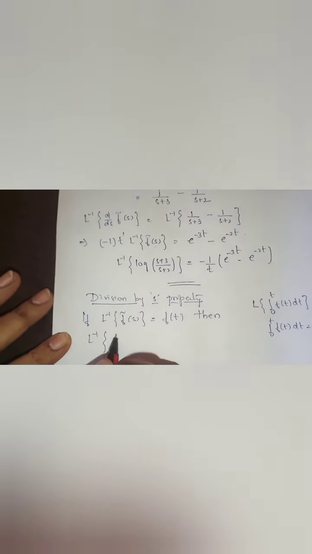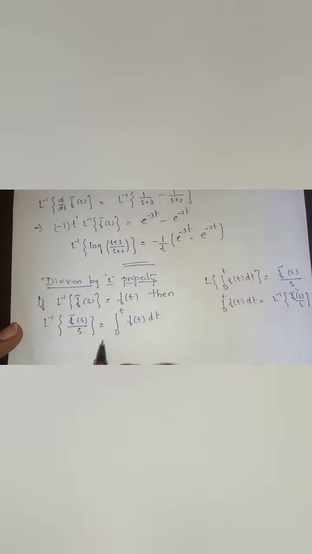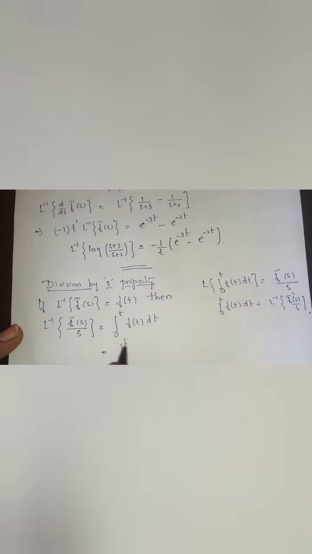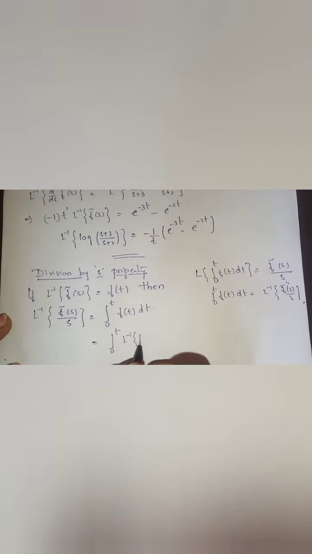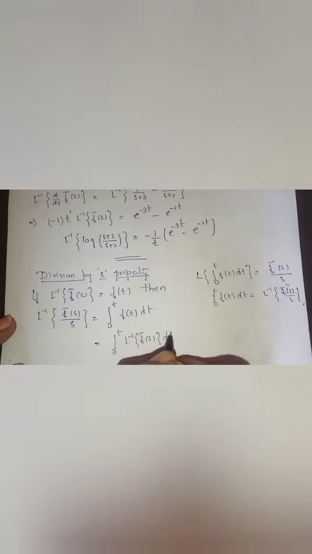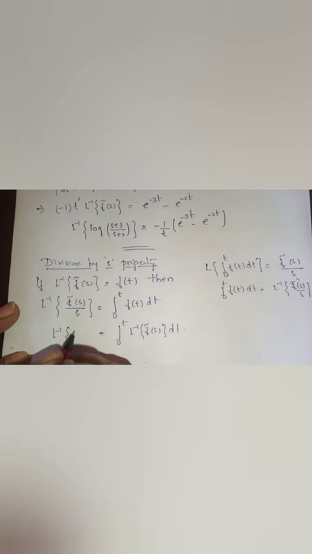According to this property, if the Laplace inverse of f bar of s is f of t, then the Laplace inverse of f bar of s by s will be equal to the integral from 0 to t of f(t) dt. What is your f of t? This is nothing but the integral from 0 to t of the Laplace inverse of f bar of s dt. So this is the Laplace inverse of f bar of s by s.